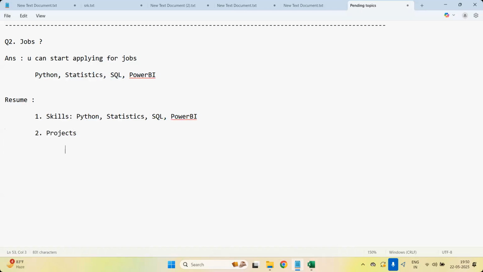In the projects, you are going to keep project 1. Your project 1 should be a complete data analytics project with Python. You can include SQL also, that is not a problem. SQL is the database where the data is stored. SQL is common in every case: SQL plus Python, SQL plus Power BI, SQL plus Tableau. For Excel, SQL will not be there, because in an Excel sheet the data is already there.